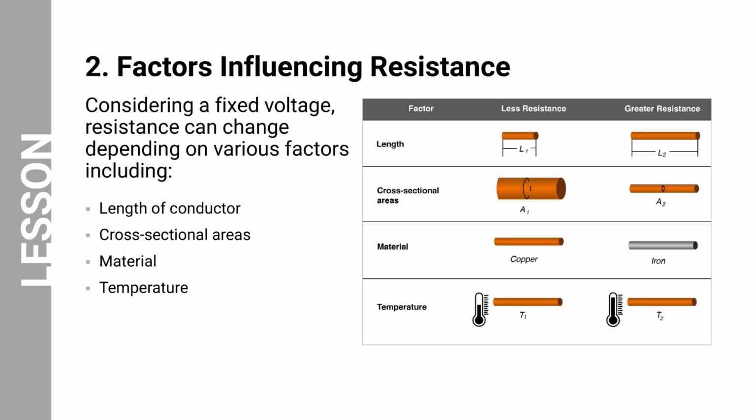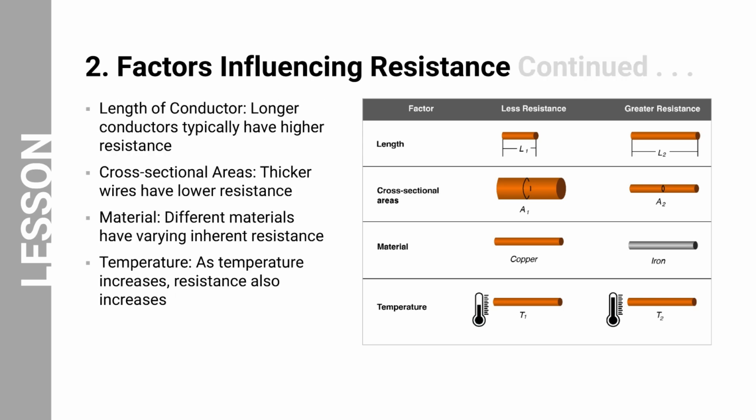Considering a fixed voltage, resistance can change depending on various factors, including the length of the conductor, cross-sectional area, material properties, and temperature. Length of the conductor. The longer a conductor, the higher its resistance. A longer path means electrons have more material to pass through, facing more opposition to their flow.